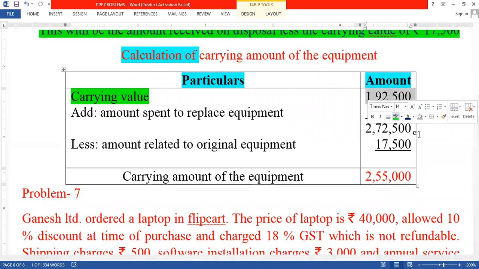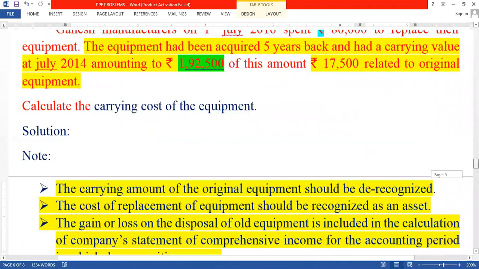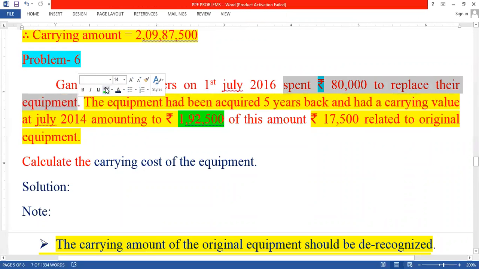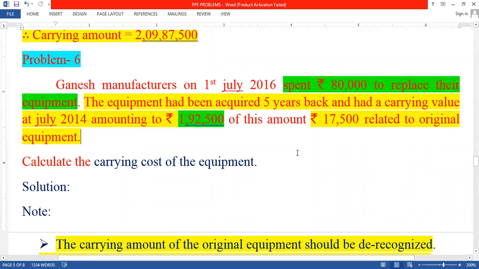See what other information they have given in the problem. You should see in the problem: 80,000 on 1st July 2016 spent to replace their equipment.